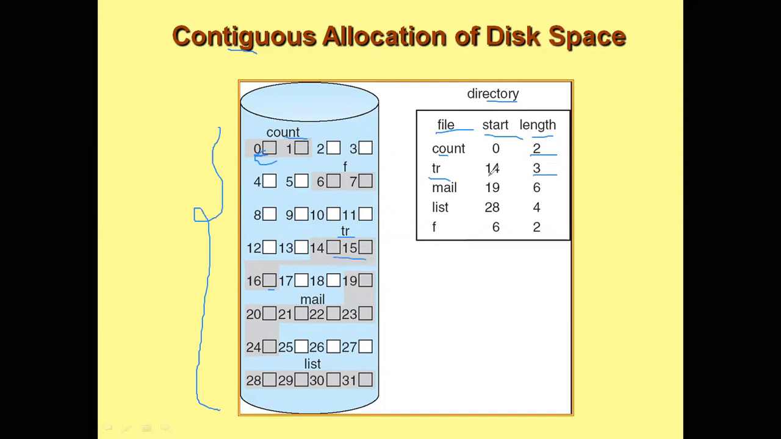because it is continuous. You don't have to mention the ending address, because since it is contiguous, you just have to mention the start and the length. That is, you can go counting from the start how many contiguous blocks are provided for that particular file.